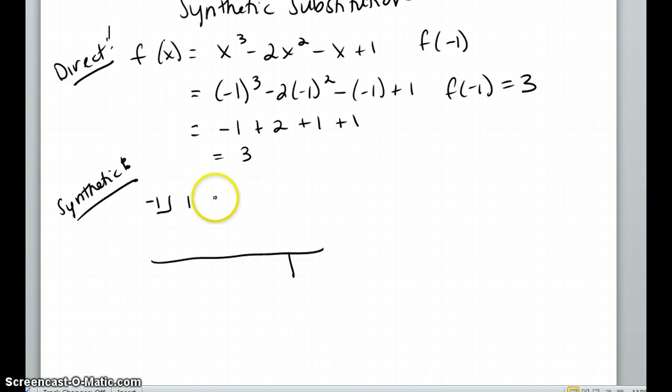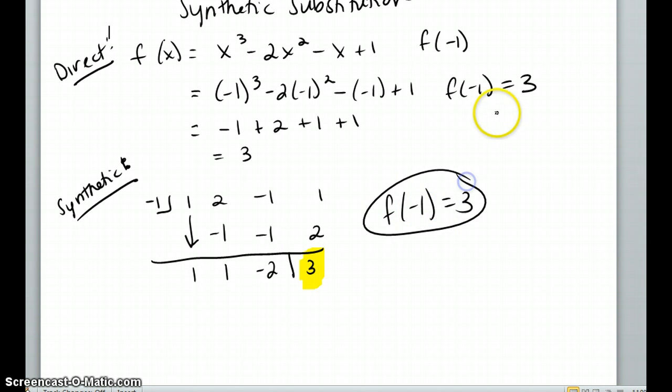Write down all of the coefficients and the constant, and then go ahead and do the multiply, add, multiply, add, multiply, add. This number to the right of the bar is what your function is going to equal when you have -1 as x. So f of -1 equals 3. Notice we get the same exact answer.